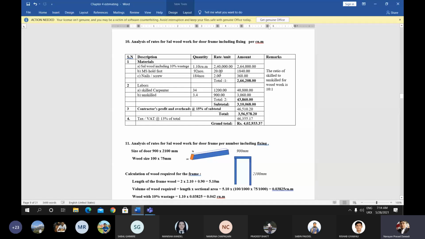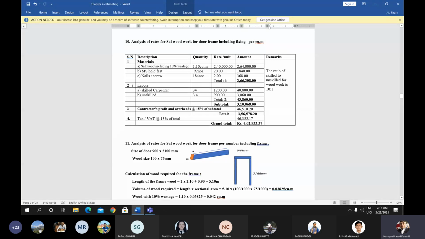Now to fix the hold fast on the wooden frame, nails must be used. For one hold fast, 2 numbers of nails are provided, so for 92 hold fasts, 184 numbers of nails or screws are provided. One screw may cost rupees 2. The screw may be of 1 inch or 1.5 inch. One number of screw costs rupees 2, and then 184 numbers of screws cost a total amount of 368 rupees. Add all these costs, this is the total material cost.